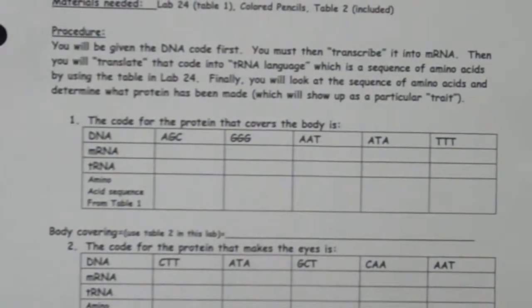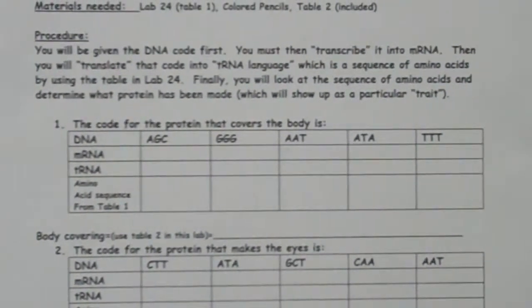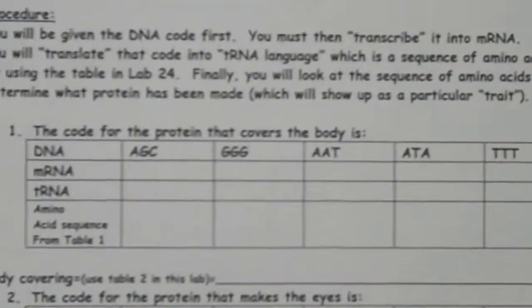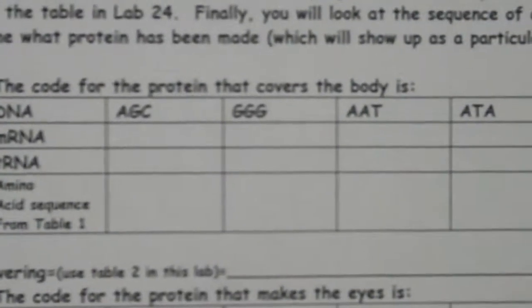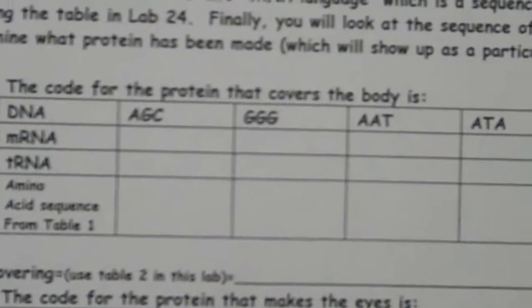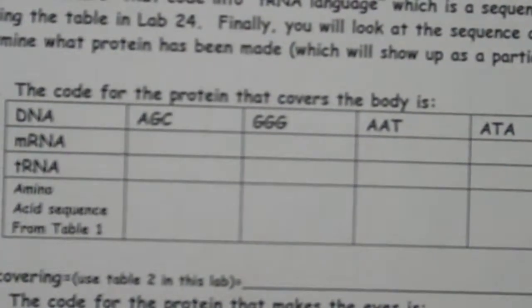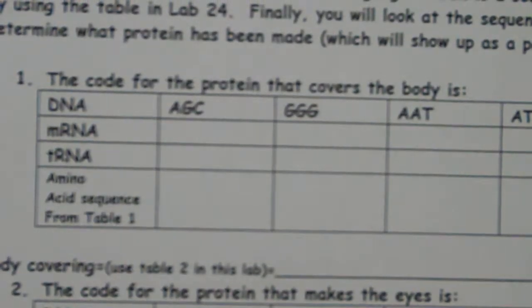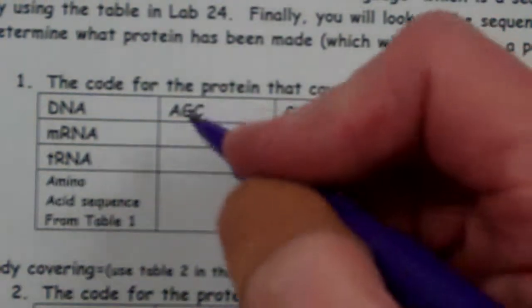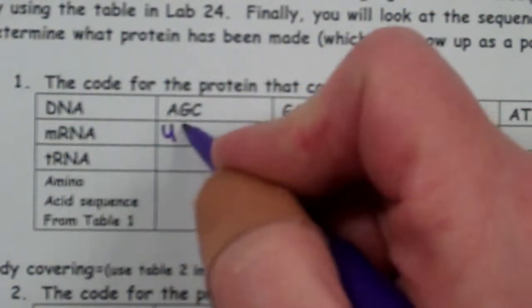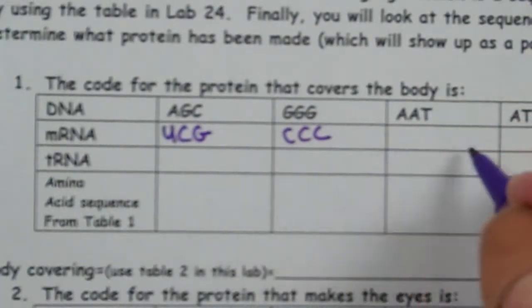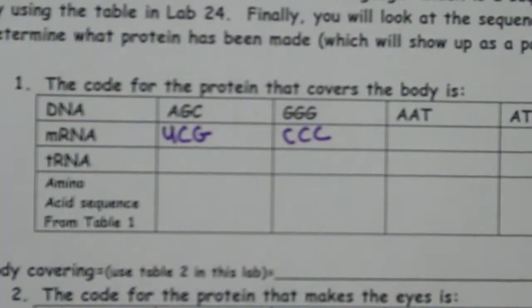I need to zoom in. I'm so sorry, this is shaky. So, you are given the DNA code. The DNA opens up, and messenger RNA comes in and copies the code. All right, so this will be UCG. This will be CCC. And you will work all the way across to the end of the table. I'm just going to do these two.